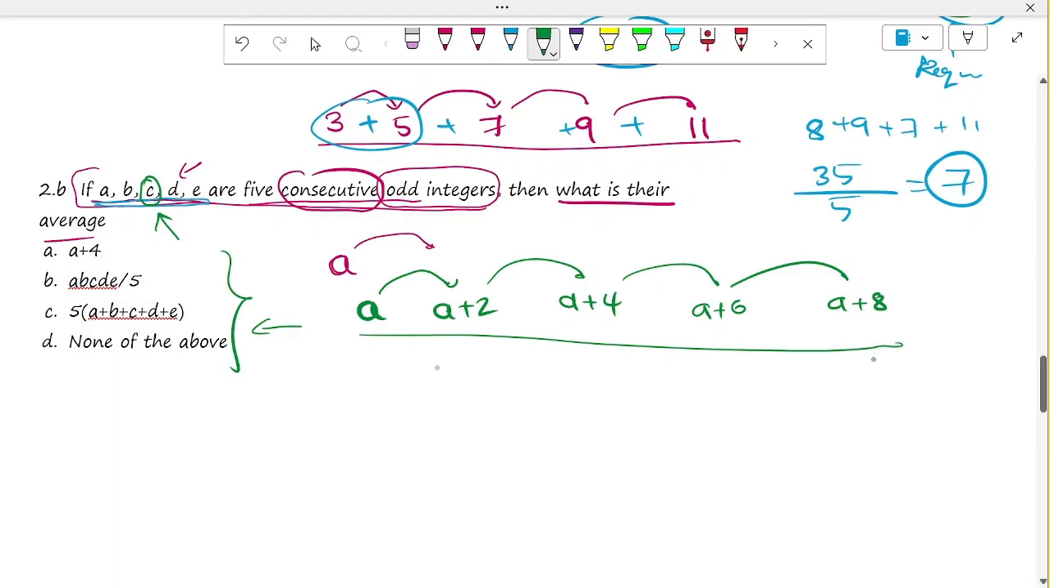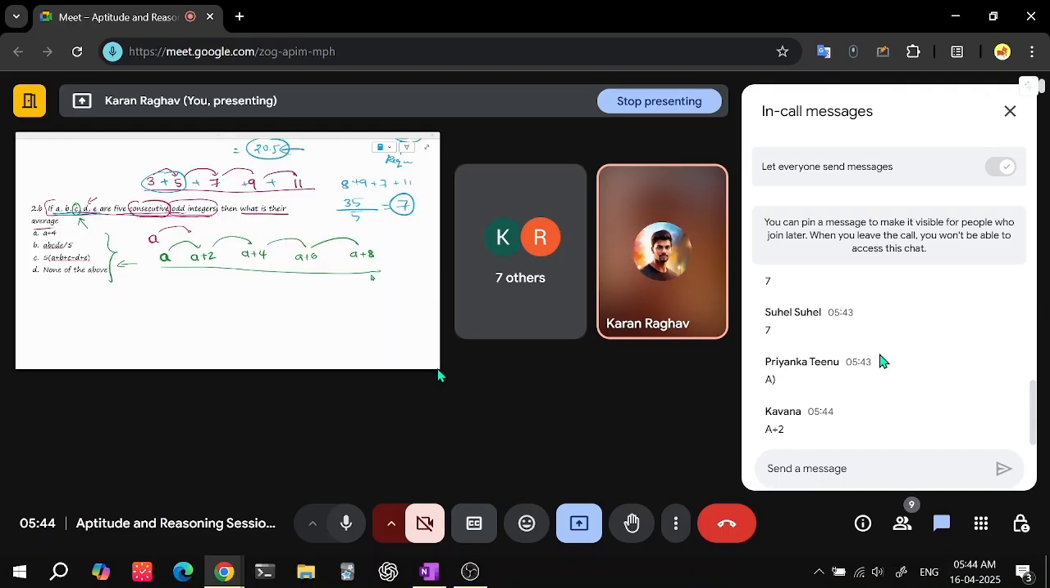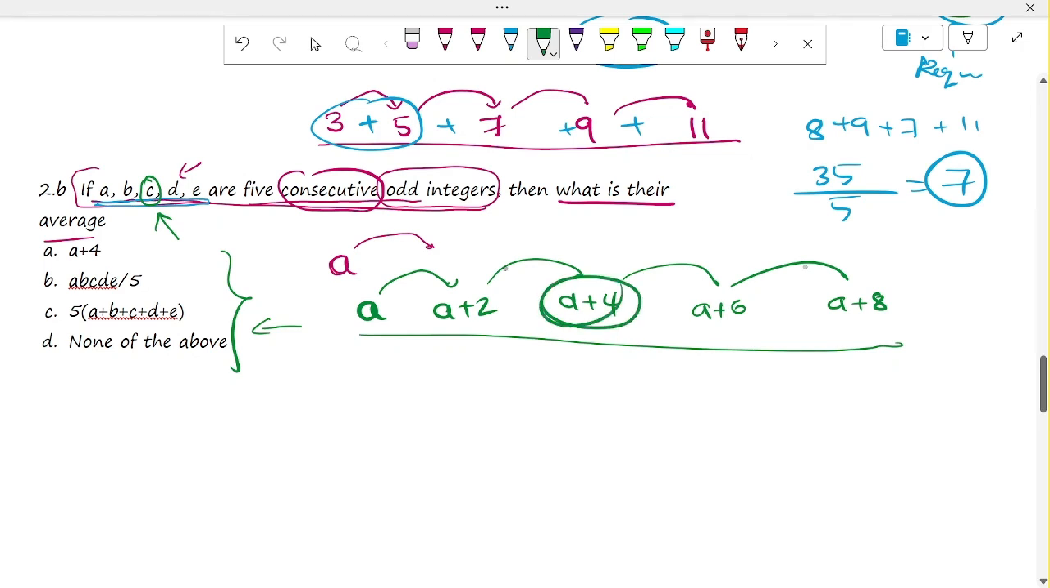So among all of these, which is the middle one, or what is the average of this? Which is the center one? It will be A plus 4. If you want, you can calculate the average. Just add all of this and divide by 5. So how many A's are there? 1, 2, 3, 4, 5. 5 A's plus 2 plus 4, 6. 6 plus 6, 12. 12 plus 8, 18.